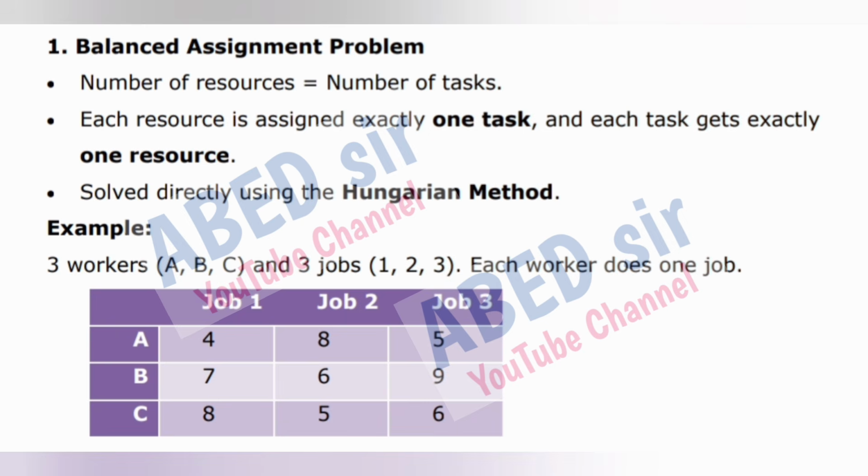Example. 3 workers A, B, C and 3 jobs 1, 2, 3. Each worker does one job. Job 1 to job 3. A 4 8 5. B 7 6 9. C 8 5 6.